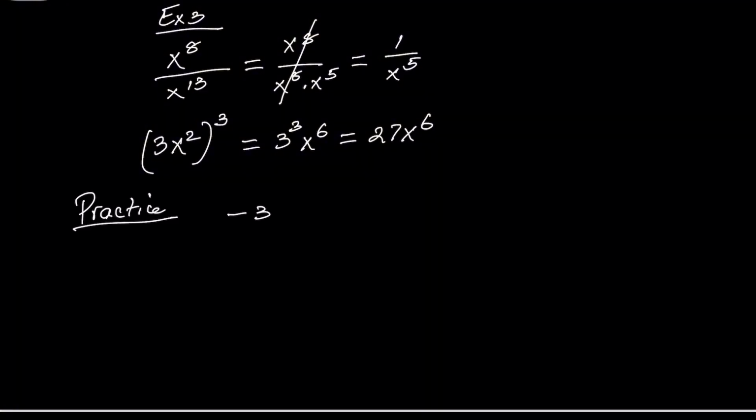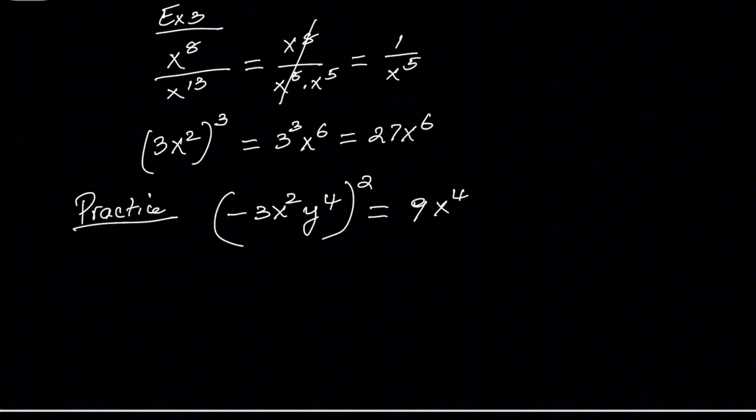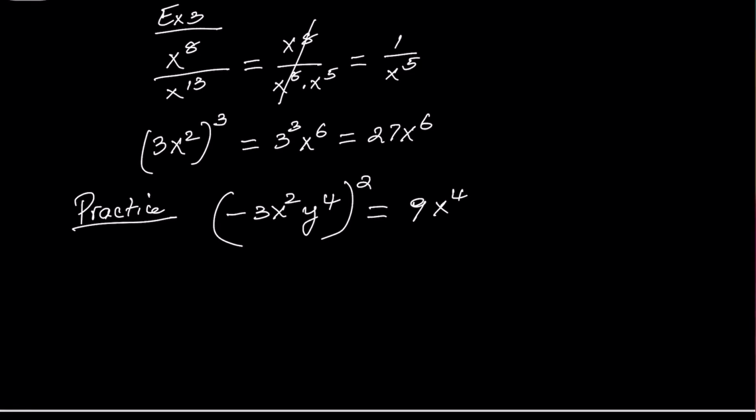Try this one. Negative 3x squared y to the fourth power, all raised to the second power. Negative 3 squared becomes positive 9. 2 times 2 gives x to the fourth. 4 times 2 gives y to the eighth. So the answer is 9x to the fourth power y to the eighth power.